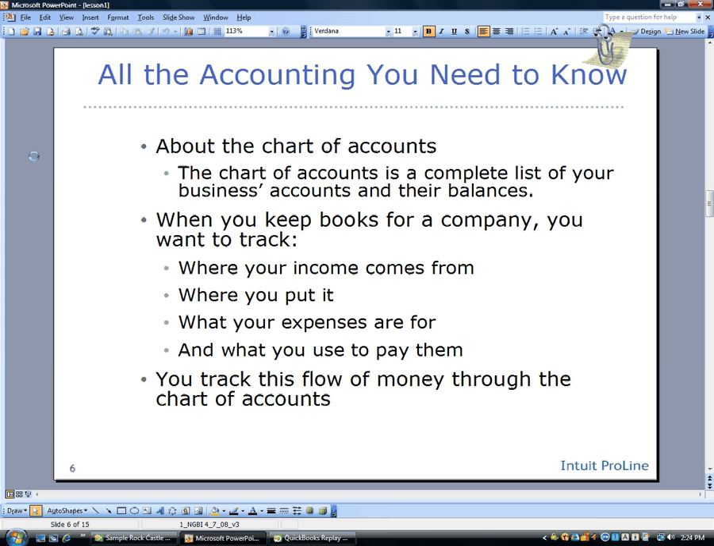But I highly, highly recommend initially you get a trained bookkeeper who understands how to set up your accounts. It will save you a lot of heartache, headache, and money, especially when it's time to get a report for your taxes or for the bank or a vendor. Okay, so now we're going to go back to all the accounting you need to know about the chart of accounts. Let's look at that in our QuickBooks program.